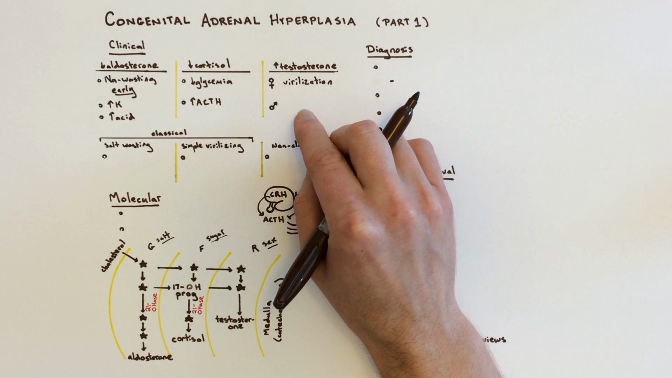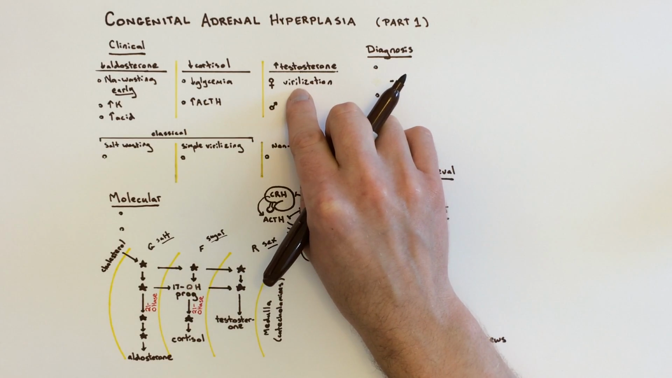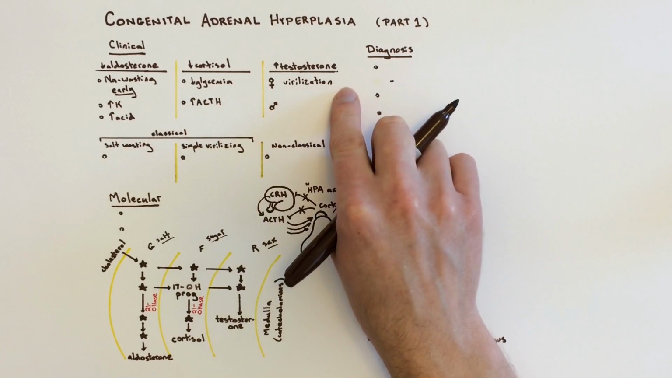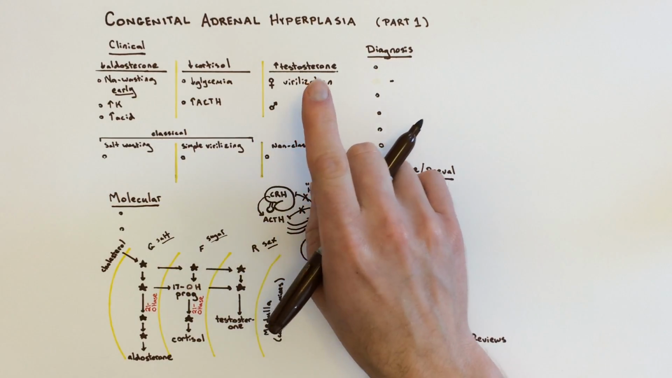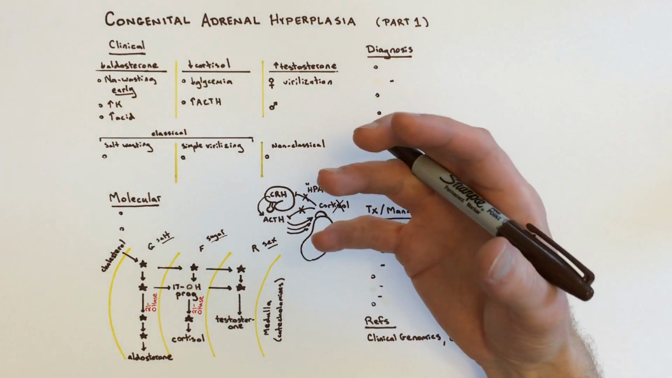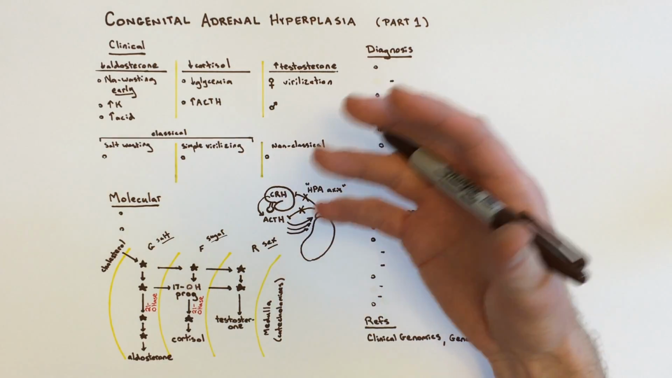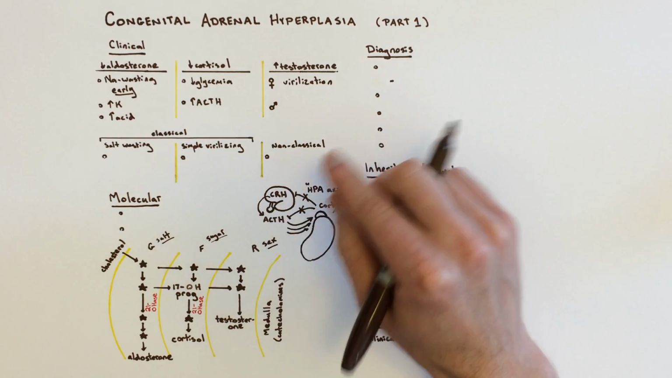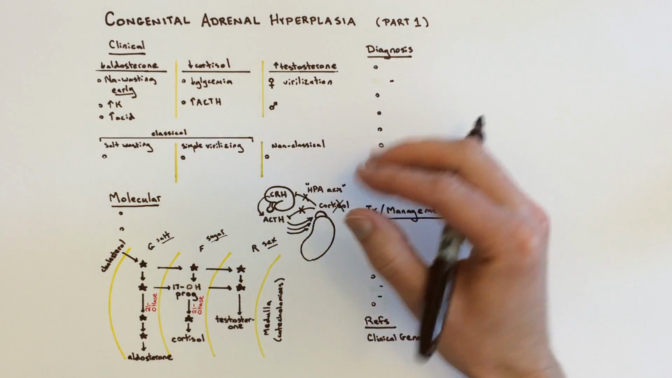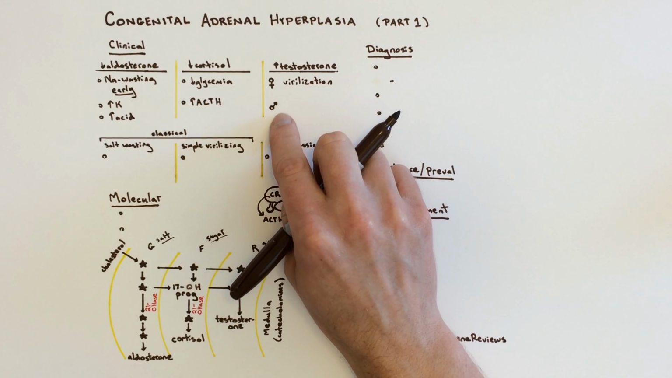Final thing that I want to mention for females is that it's the external genitalia that are virilized. The internal genitalia, on account of there being no testes to produce anti-Müllerian hormone, are fine. So there are ovaries, there is a uterus, there are fallopian tubes, and there is an upper vagina. So now let's move on to males.